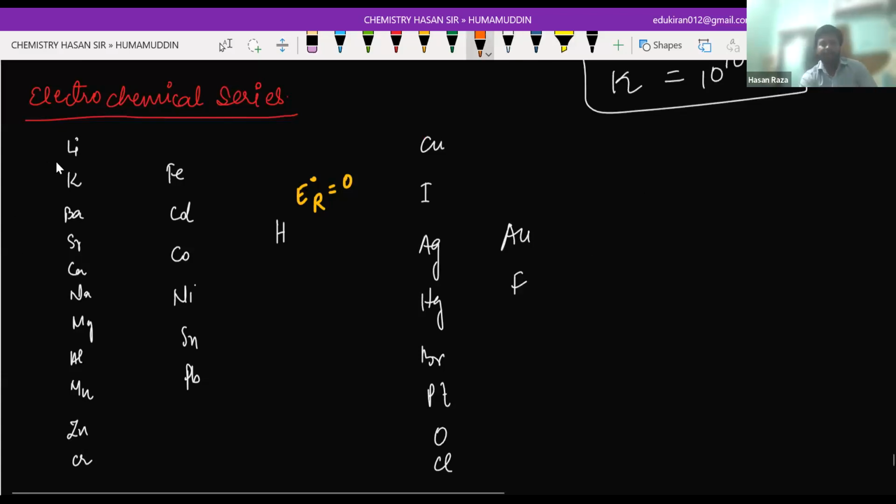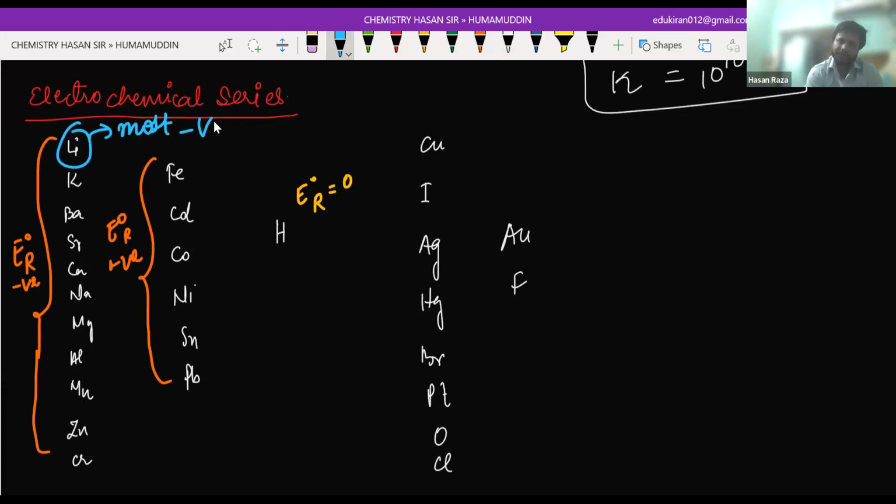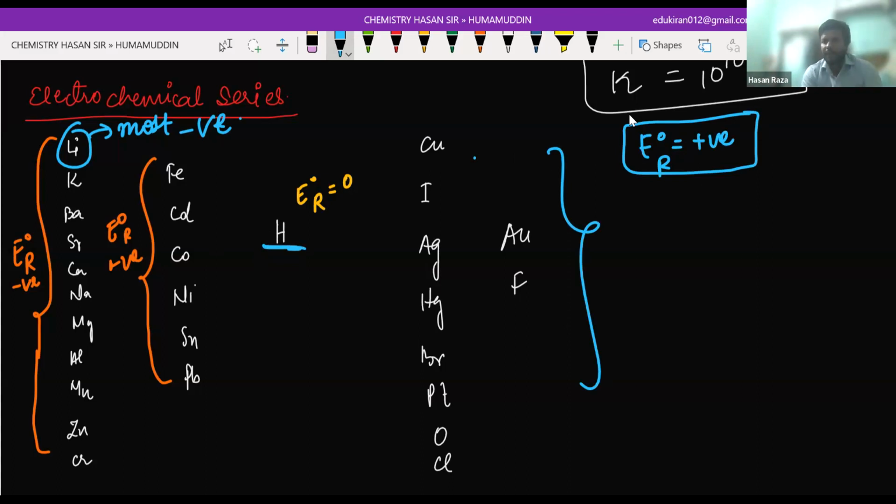The most important point here is that these all are negative E naught R. The most important point is that this is the most negative. What I want to say is that the E naught R value of lithium is the highest in negative, and then it decreases in negative. Let's say lithium has -3 volt, then potassium will have -2.9, decreasing and decreasing till hydrogen is 0. And these others have E naught R values which are positive. So this is the series. Are you getting my point? Yes, sir.